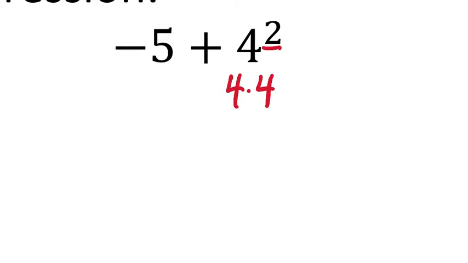Now notice I'm not concerned about that negative 5 or the addition right now. I'm just concerned with the 4 to the power of 2. So what is 4 to the power of 2? 4 times 4 is 16. So now I have negative 5 plus 16.